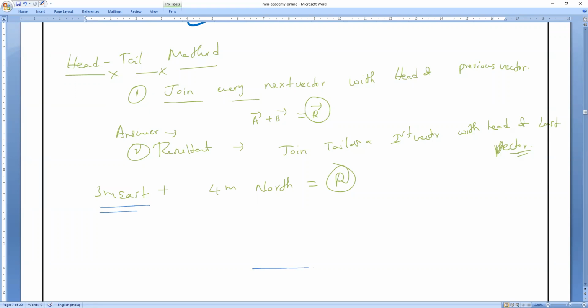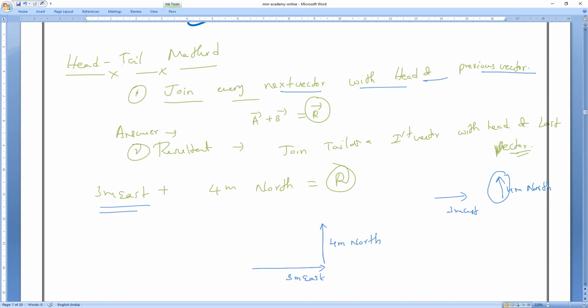Now, 3 meters east. I will draw the first vector, this is 3 meters east. The second vector is 4 meters north. What is our first step, everybody? Observe. Join every next vector with the head of the previous vector. This is the first vector, so I bring the second vector and join it like this. Is it right or wrong, guys? Yes, that is 4 meters north.